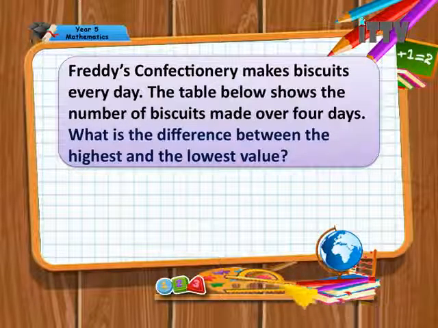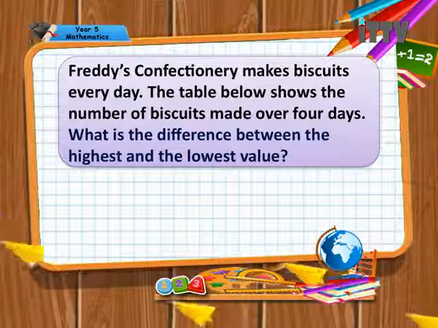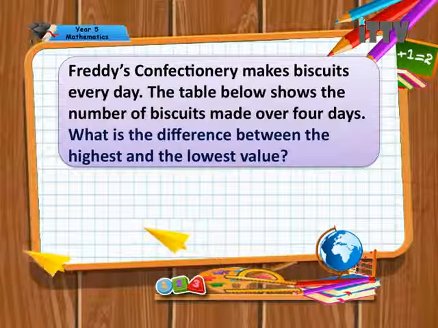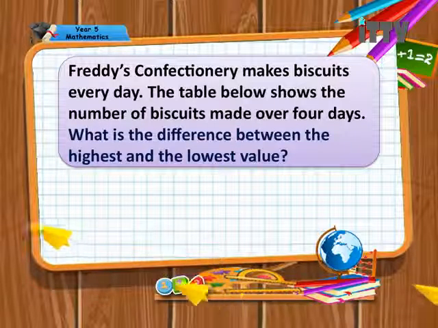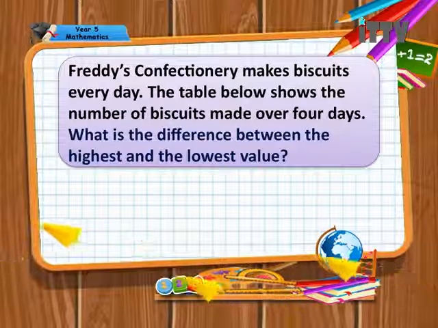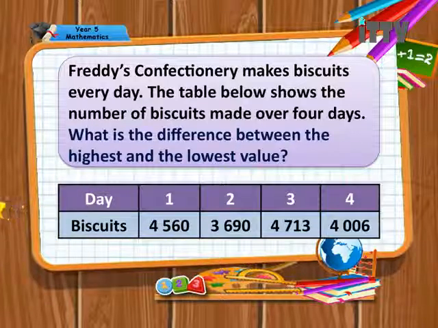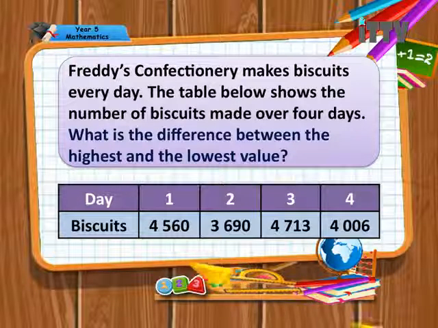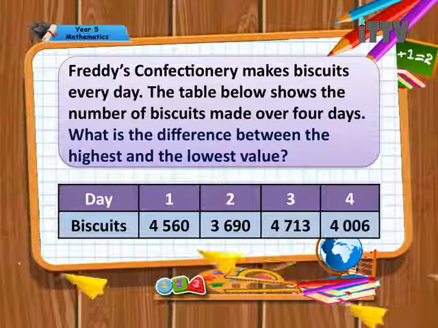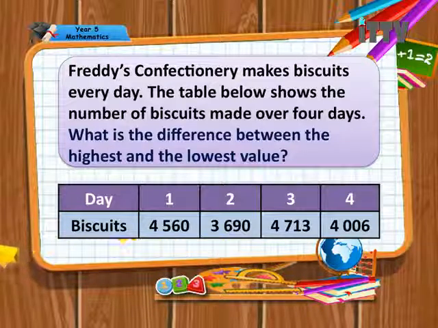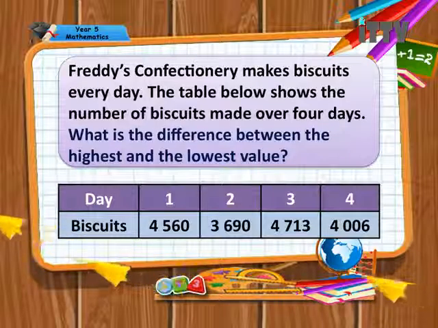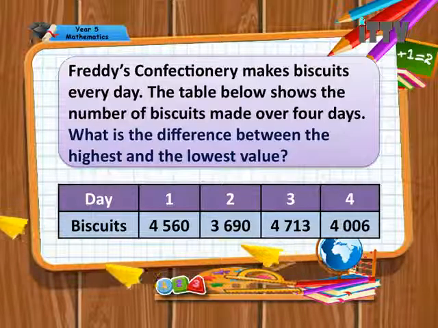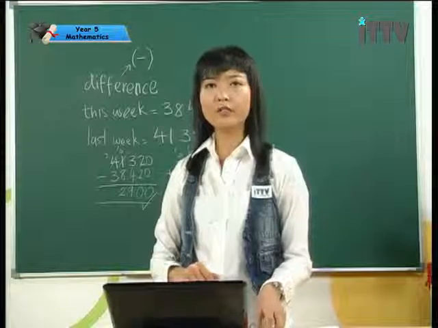But let's read the story first. Freddy's Confectionery makes biscuits every day. The table below shows the number of biscuits made over 4 days. What is the difference between the highest and the lowest value? Okay, it comes with a table that looks like this. On day 1, Freddy's Confectionery made 4,560 biscuits. On the second day, it made 3,690 biscuits. On the third day, 4,713 biscuits. And on the fourth day, 4,006 biscuits. Woo! That's a lot of numbers!